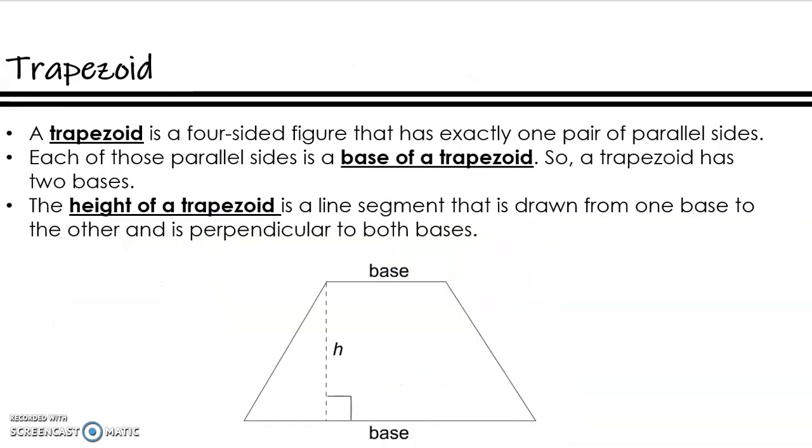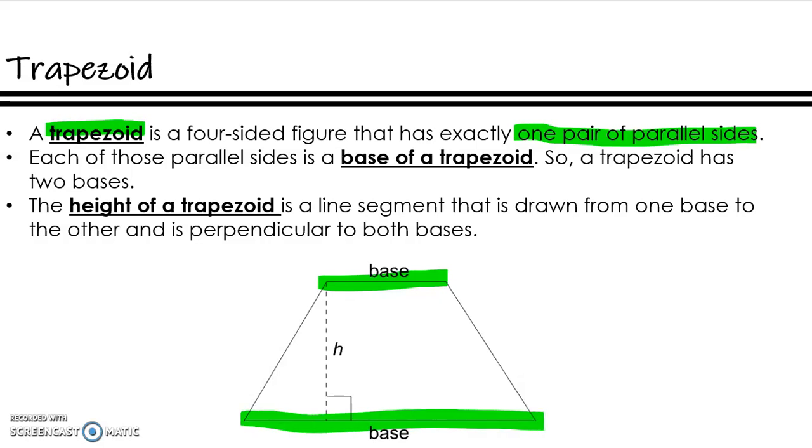For a trapezoid, let's first decide what a trapezoid is. So a trapezoid has 4 sides and has exactly 1 pair of parallel sides. So in this case, we have a top and a bottom, and those are our parallel sides. The other sides are not parallel, okay? They would cross if you continued them. It's almost like you have a triangle that you cut the top of it off, okay?